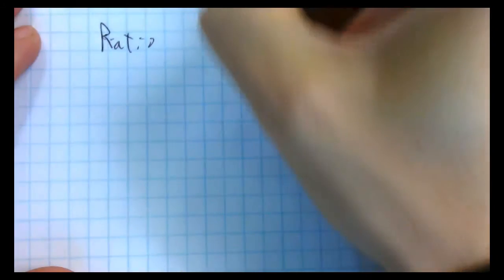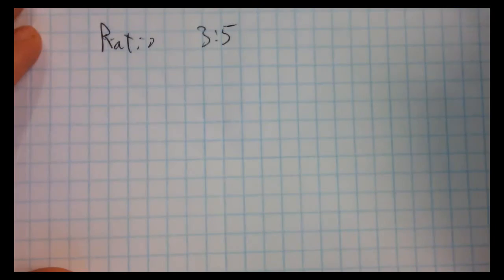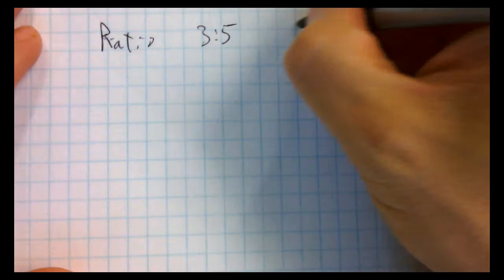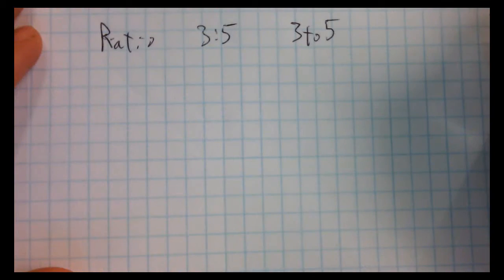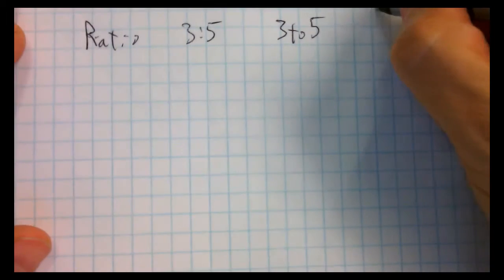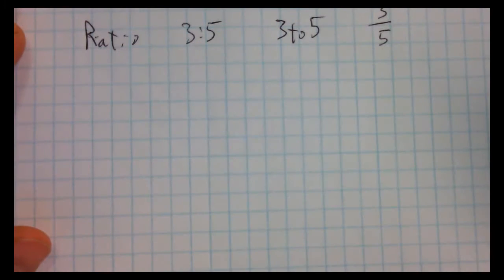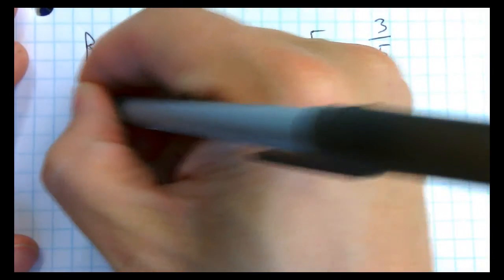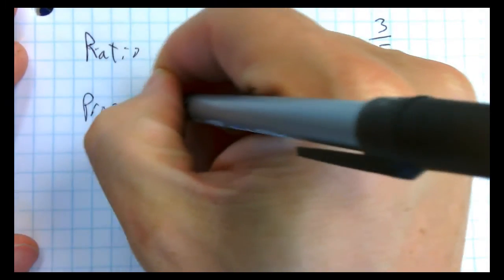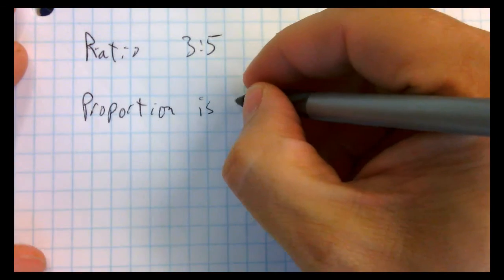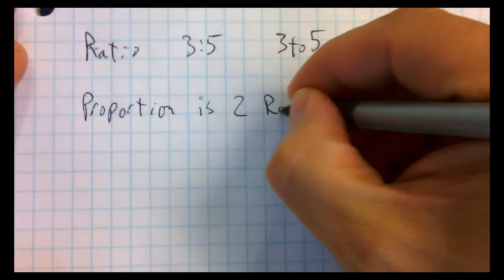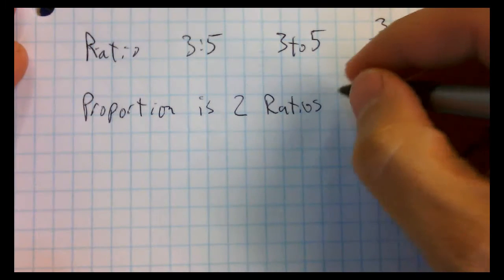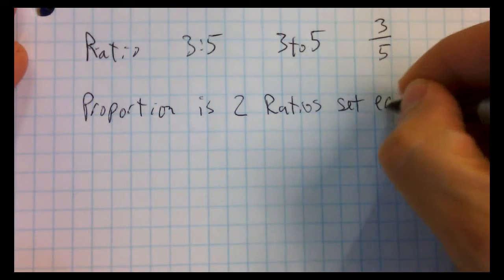So a ratio is just a comparison of two numbers. So 3 to 5 is a ratio. Or 3 to 5, written that way, also a ratio. Or the way you're all very familiar with seeing a ratio is like a fraction, 3 over 5. A proportion is two ratios set equal to each other.